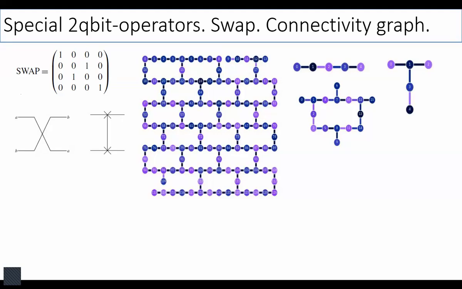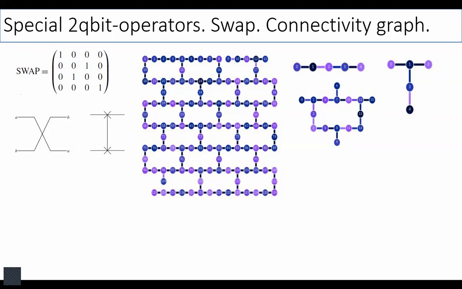Yes. Because of this, swap is an important operator. It's not possible that you do not have an implementation of it on a physical device. In the other case, if you don't have it, your quantum software developer needs to know what the connection graph is. Yes, and this is a problem.